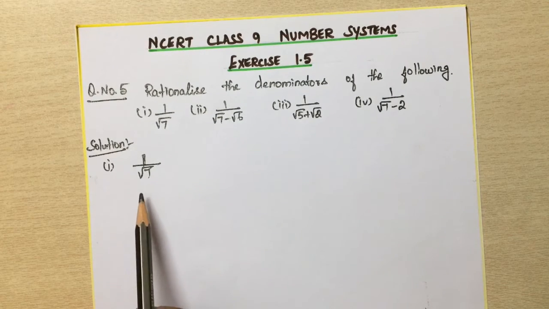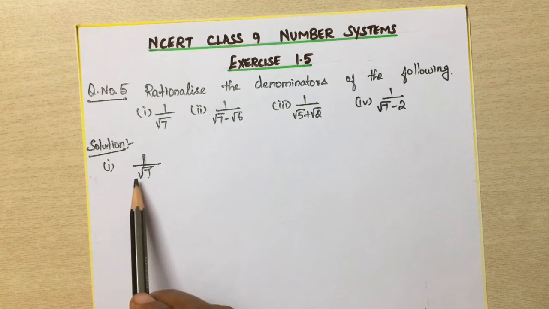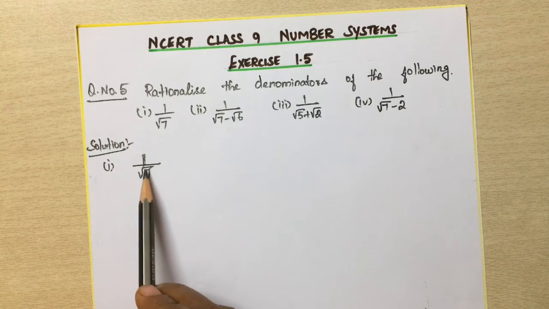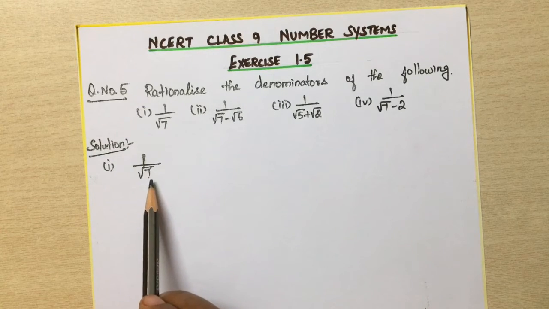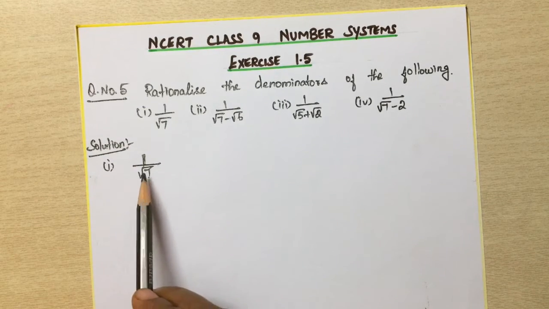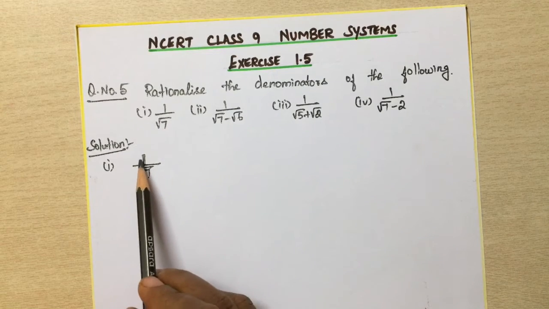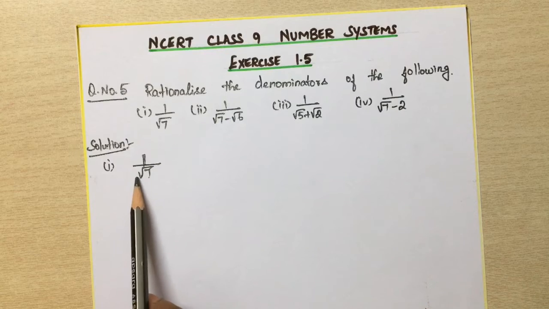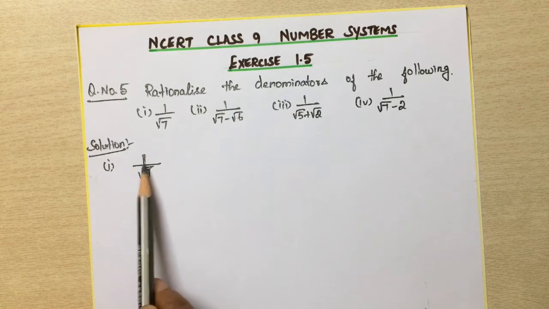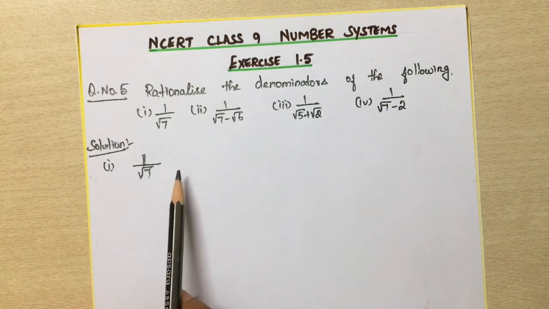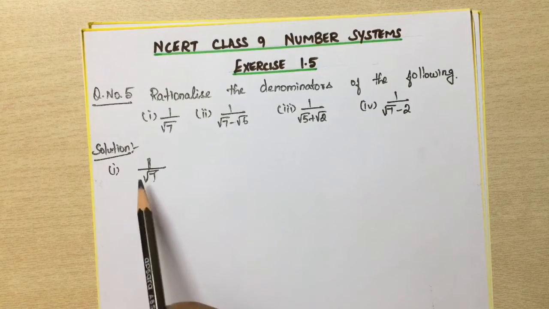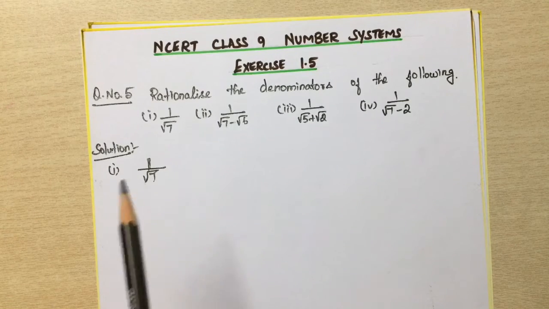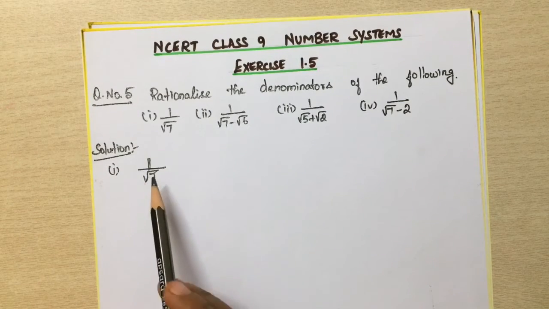What is rationalizing? Rationalizing is simply removing this radical sign which is present in the denominator. Now why do we have to do this? Because we have to rewrite this fraction so that the irrational number which is present in the denominator becomes a rational number. So why do we have to change from irrational to rational? Because it helps us to solve the problem quite easily.